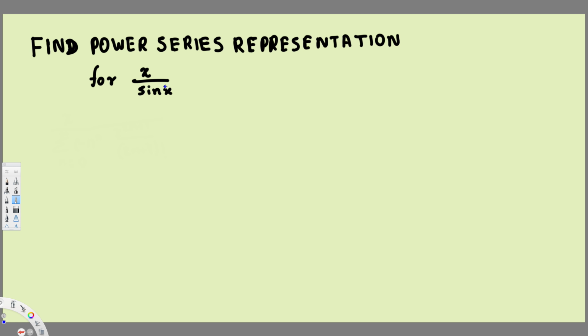So first of all, we have the power series representation for sin x already, so we can write that out. This is going to be x over, and the power series representation for sin x is the summation from n equal to 0 to infinity of negative 1 to the power n, x to the power 2n plus 1, over 2n plus 1 factorial. So this is the power series representation for sin x.